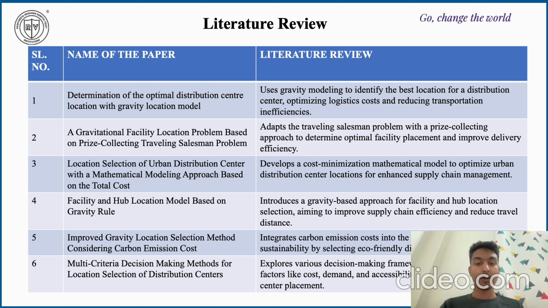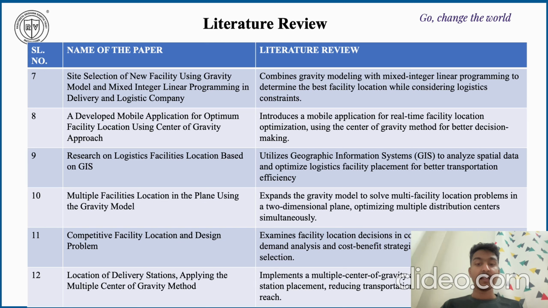The gravity location model has been widely used in logistics and distribution networks to identify the optimal warehouse locations by minimizing overall transportation costs. Prior research shows that the centroid-based warehouse placement can significantly reduce delivery time and operational costs. On route optimization techniques, several studies focus on minimizing the vehicle routes using methods like Dijkstra's algorithm, VRP, and nearest neighbor algorithm. Research suggests that automated route planning reduces fuel consumption and enhances the delivery reliability.